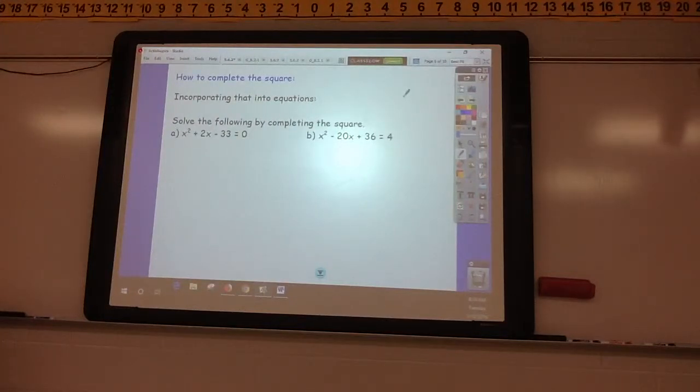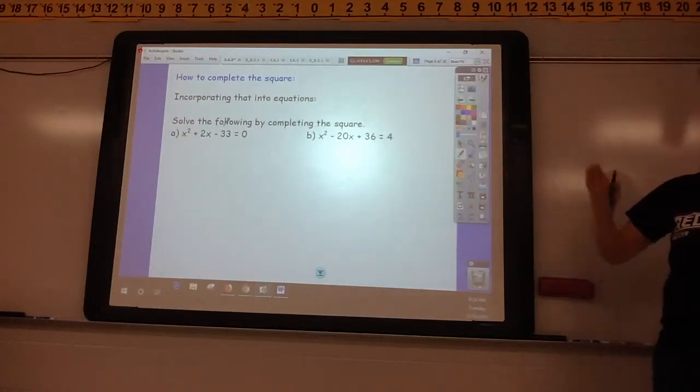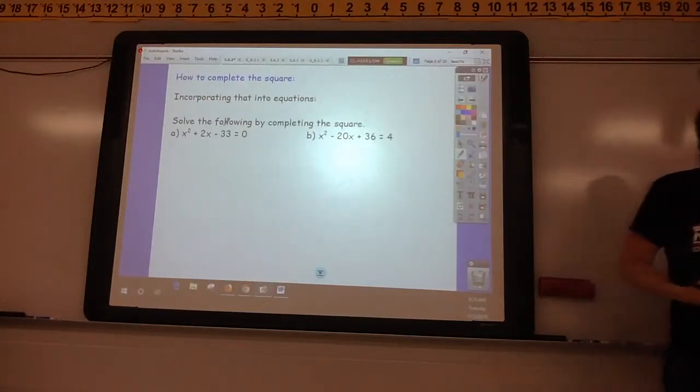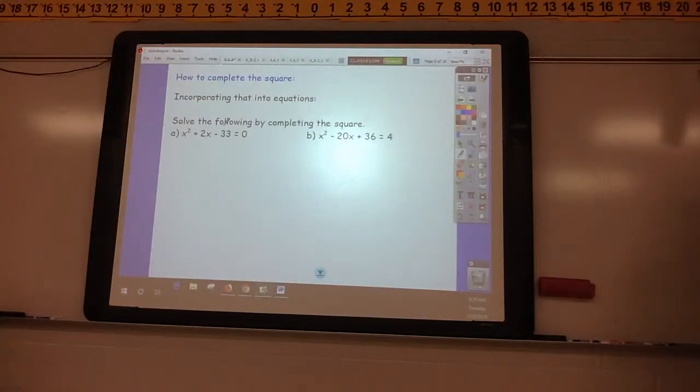So how to complete the square, incorporating it into an actual equation. When you're going to complete the square in an equation, what you're looking at here is that x squared plus 2x minus 33 is not something we can factor. There's not something that multiplies to negative 33 and adds to 2.